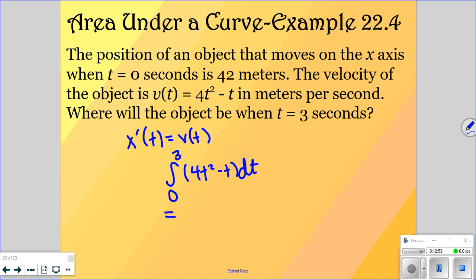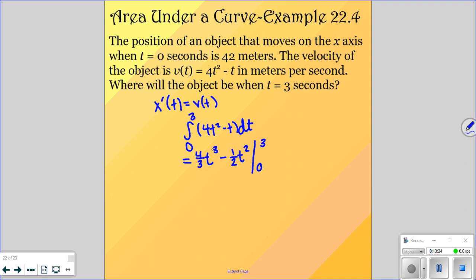So when you integrate, you add 1 to the exponent, so that's going to become t to the 3rd, and then you divide by the new exponent, so 4 over 3. For this next term, there's a 1 right now, so when you add to the exponent, you're going to get a 2, and then you're going to divide by the new exponent, so it's going to be an understood 1 over 2, so 1/2. And then we're going to evaluate it from 3 to 0. Okay? So that's what you start off with.